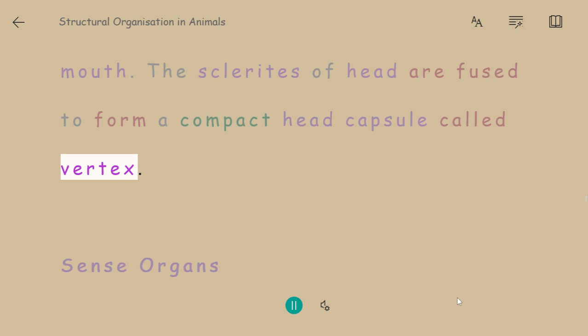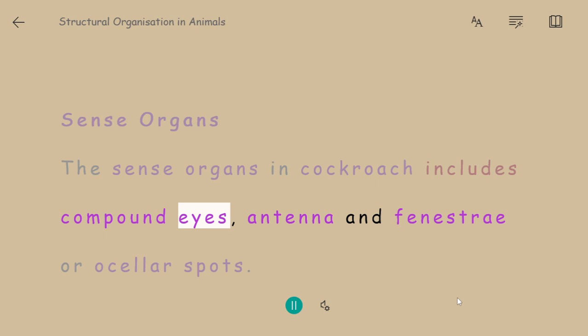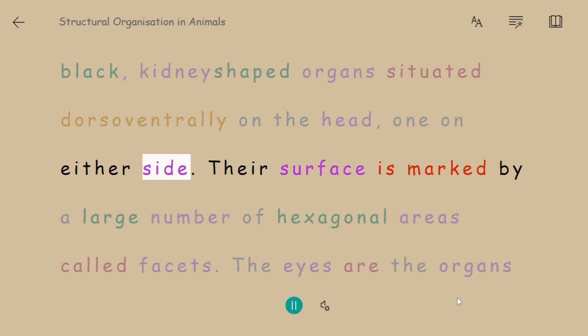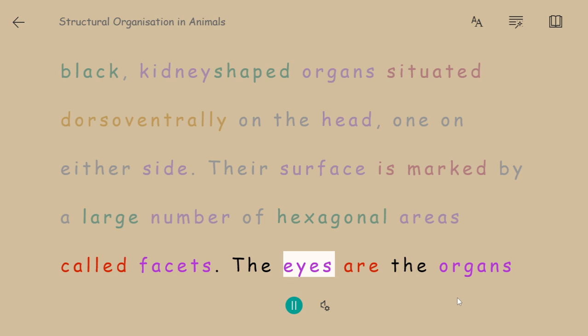Sense organs. The sense organs in the cockroach include compound eyes, antennae, and fenestrae or ocellar spots. Eyes. Compound eyes are a pair of large, black, kidney-shaped organs situated dorsolaterally on the head, one on either side. Their surface is marked by a large number of hexagonal areas called facets. The eyes are the organs of sight.